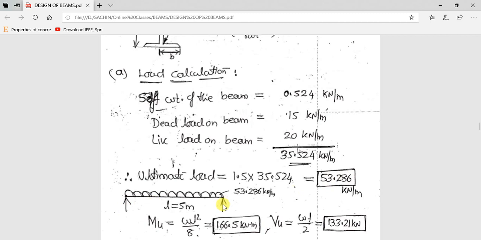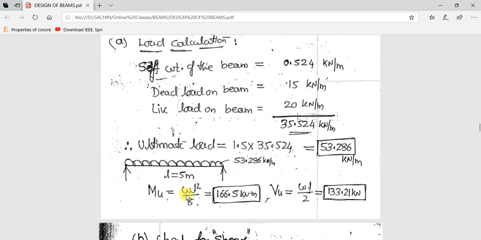So this is a simply supported beam for a span of 5 meters. We calculated the load acting on it, and that is equal to 53.286. So this is how we have calculated. So the maximum bending moment is WL square by 8, and W is nothing but 53.286 for a span of 5 meters. So Mu will be equal to 166.5 kN meter.